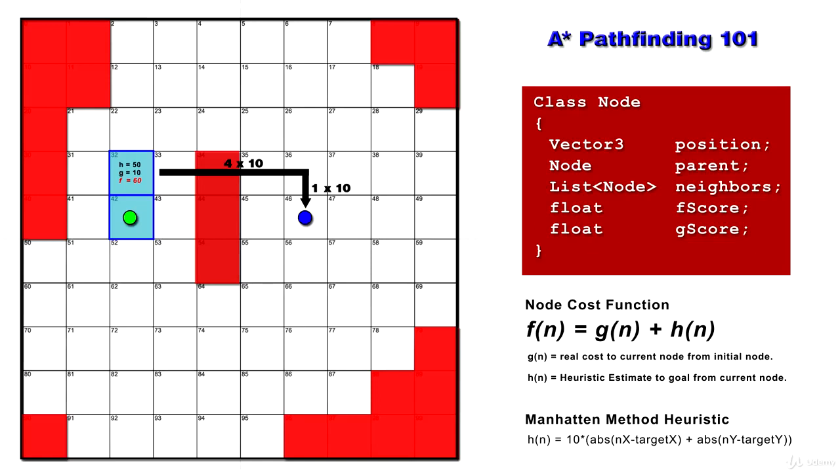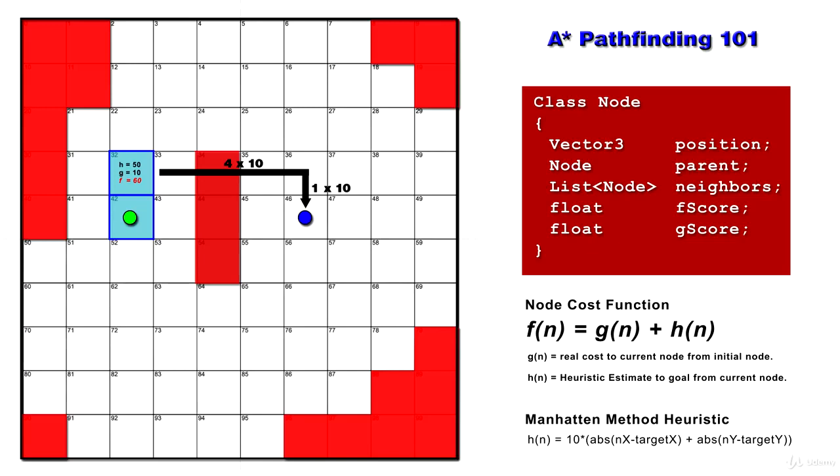As you can see, the G-score is 10. That's because to get to this node, we have had to move one node vertically away from the source node, and of course our movement cost is 10 for horizontal and vertical movement. The H-score is 50 because the target is 4 nodes away horizontally and 1 node away vertically. When we add those together, that's 4 plus 1 equals 5, and of course we multiply by 10 because that is our cost for 1 unit of horizontal or vertical movement.